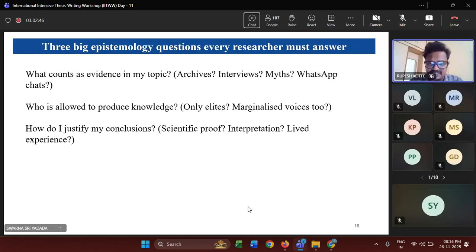Who is allowed to produce knowledge? As I said, we looked at one example where the research policy is flattening, or is not giving cognizance to what happens in other countries. So the diversity aspect, the different perspective aspect, the pluralistic aspect, we are actually not bringing into our research. And how do I justify my conclusions? Is it scientific proof, or an interpretation, or a lived experience? When we talk about lived experience, there is significant research happening in phenomenology these days. So please move on to the next slide.